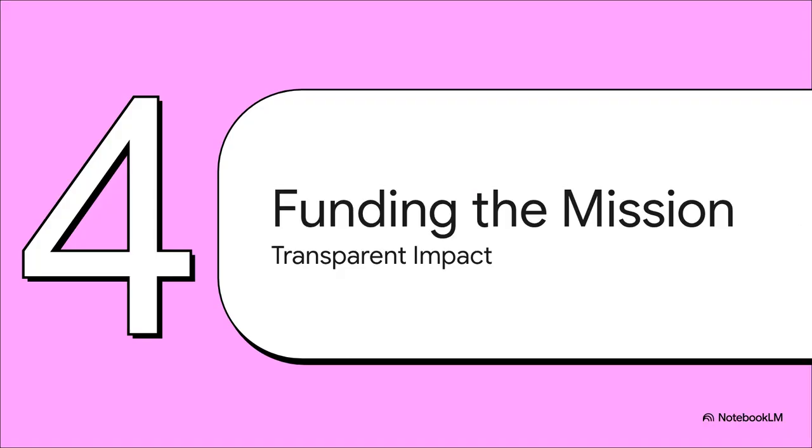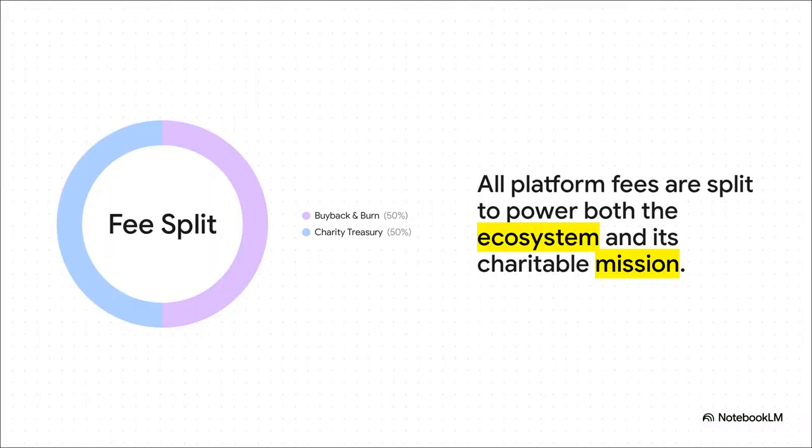Okay, so we've seen how this engine creates demand and how it reduces supply. But what's the point of it all? This is the best part. This is where all the technical stuff, all the mechanics of this digital economy connect to a real-world mission. Check this out. Every single fee the platform generates gets split 50-50, right down the middle. Half of it goes to that buyback and burn machine we just talked about, and the other half, it goes directly into a charity treasury. This means the engine's success is literally tied to its ability to do good in the world.